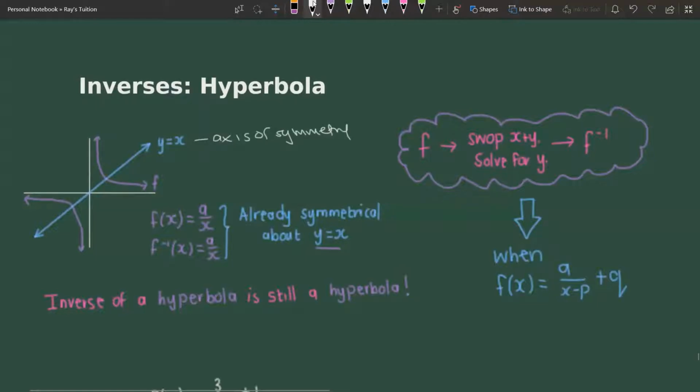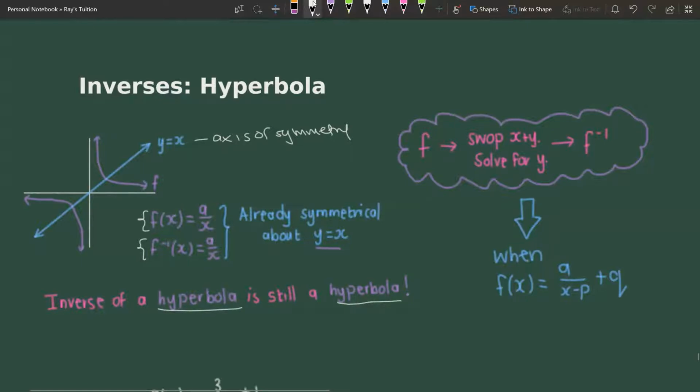So when we reflect it about the line y = x, which is what we do to get an inverse, we get the same graph. So the inverse of f(x) = a over x is still a over x, because it's already symmetrical about the line y = x. What we're also going to note is that the inverse of a hyperbola is still a hyperbola.